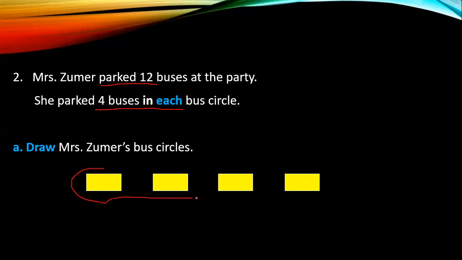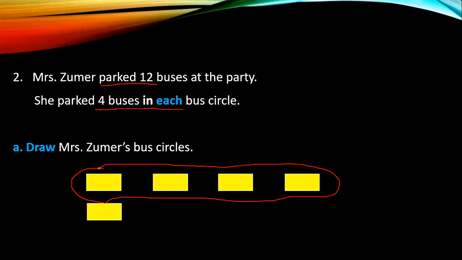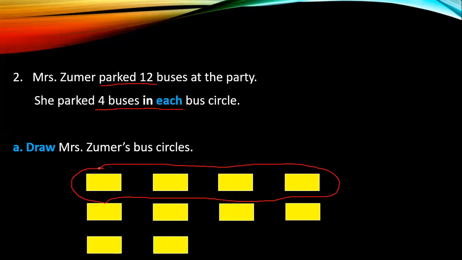So I can just do this as one circle, and I'm going to make sure that each circle, which in this case is a row, only has 4. I've counted up to 4. I'm going to count 5, 6, 7, 8, 9, 10, 11, 12. So do you see how I arranged them in rows of 4? Each row has 4 objects in it because there were 4 buses in each circle. I stopped at the number 12 because she had a total of 12 buses parked.